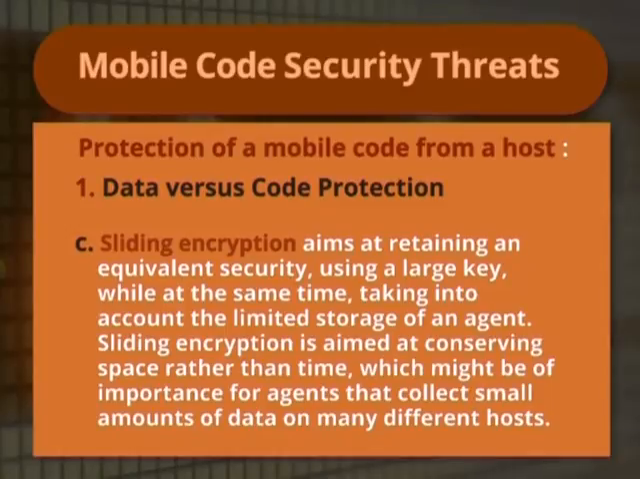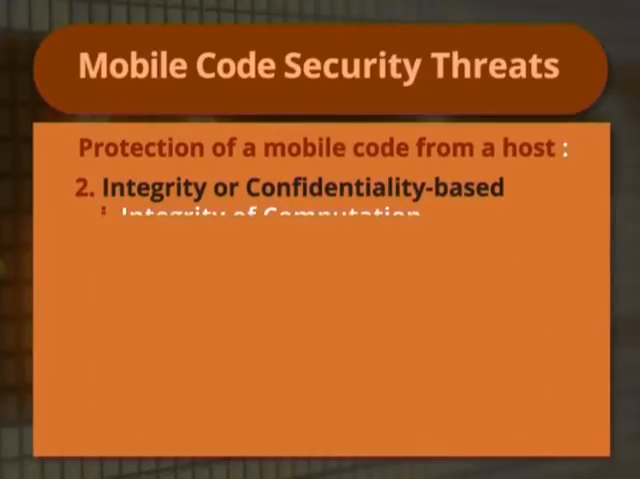Sliding encryption aims at retaining an equivalent security using a large key, while at the same time taking into account the limited storage of an agent. Sliding encryption is aimed at conserving space rather than time, which might be of importance for agents that collect small amounts of data on many different hosts. Next is integrity of computation.